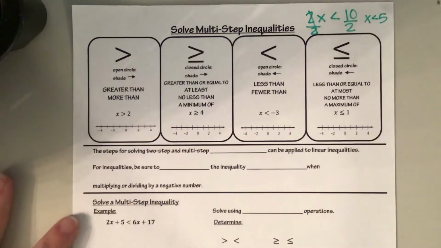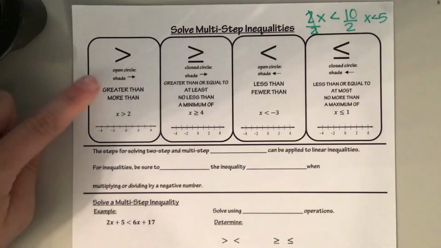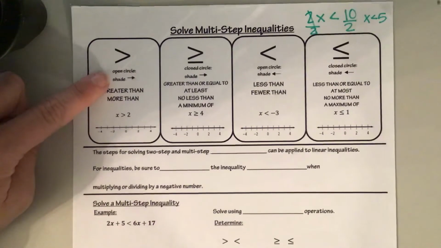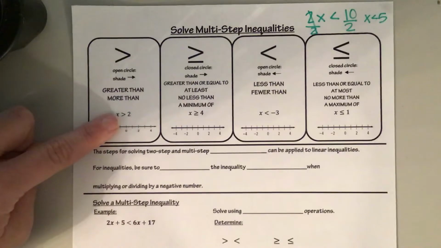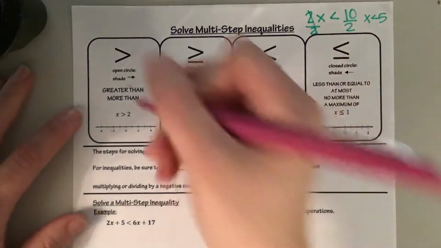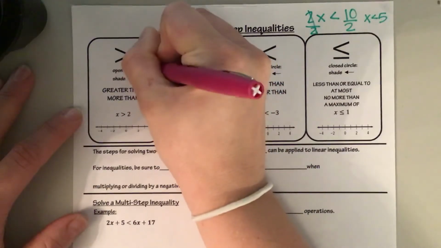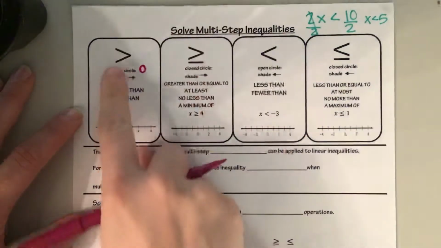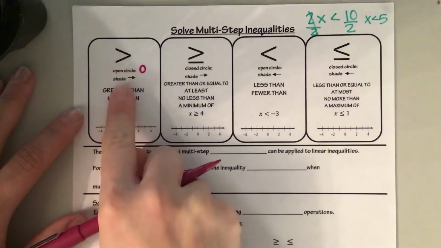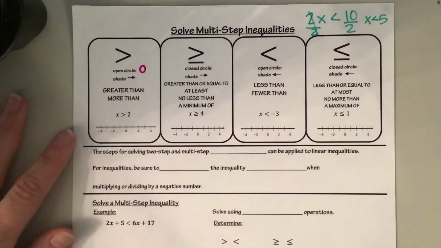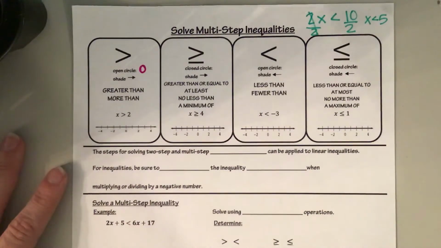First of all, we need to talk about our symbols. A greater than symbol, you're always going to have an open circle. So anytime you see that greater than sign, you're going to have an open circle. And the greater than is pointing to the right. So as long as you have your variable on the left, you can shade to the right.